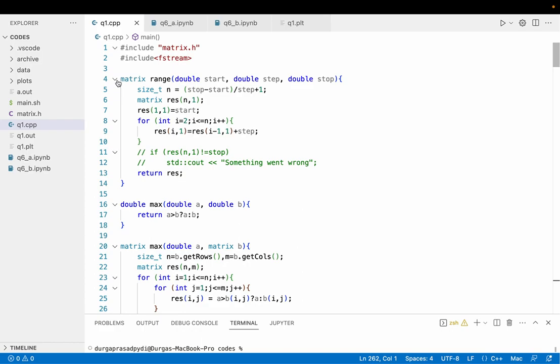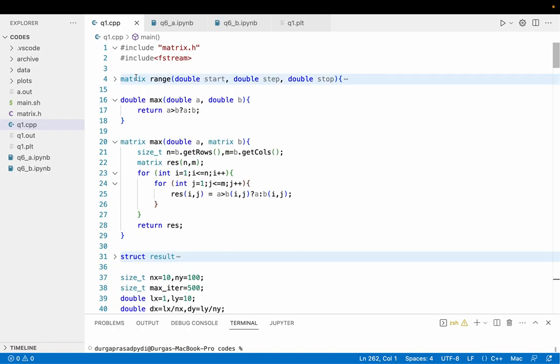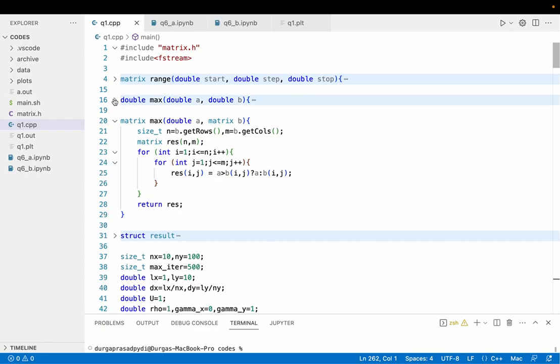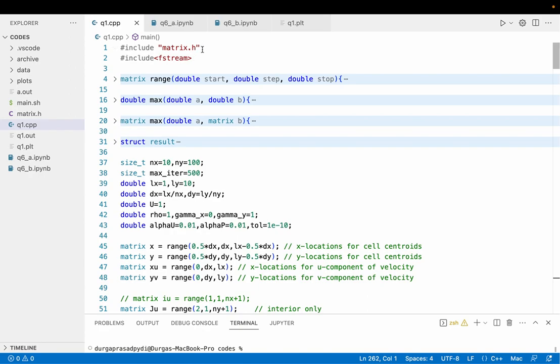So this is for the case of the boundary layer equation that we discussed last week. This is just a helper function. Range will give you a range of values between, say, 1 and 10, or whatever range you give: start, step and stop. Max is a helper function too, since depending on the scheme we are using we use this function a lot. And this is just to give a matrix. Matrix is a helper class whose functions are very similar to what you use in NumPy.